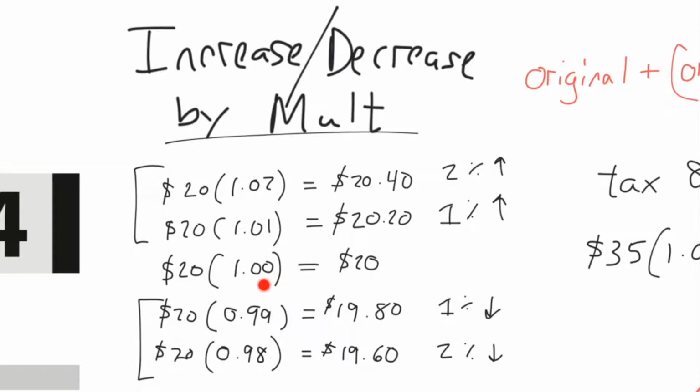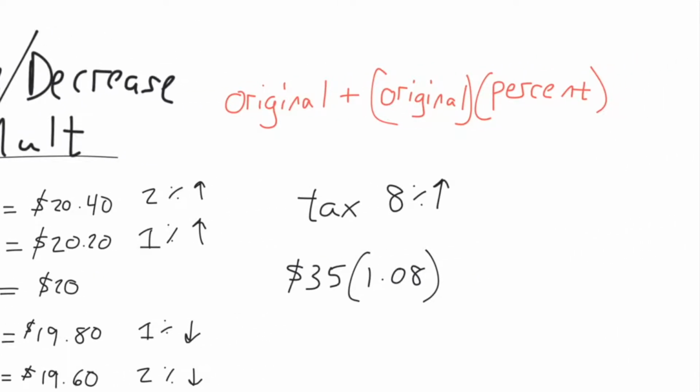Decreasing is very similar. You can multiply it by not 1, but by something just a little bit less than 1, 0.99. And if you do that, you see that you get a 1% decrease. 0.98 would be a 2% decrease. So to put it in terms of applications, if you wanted to add tax onto something, then that would be, say, a $35 purchase increased by 1.08 for an 8% increase. Multiply that and you figure out what the new price is, including tax.